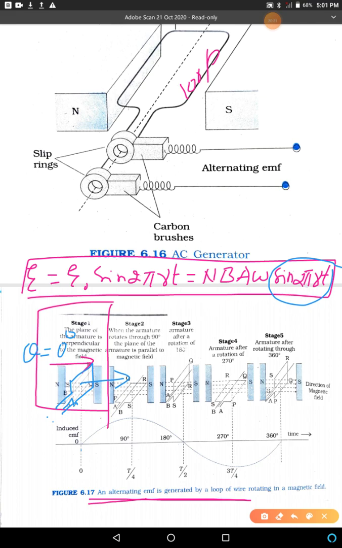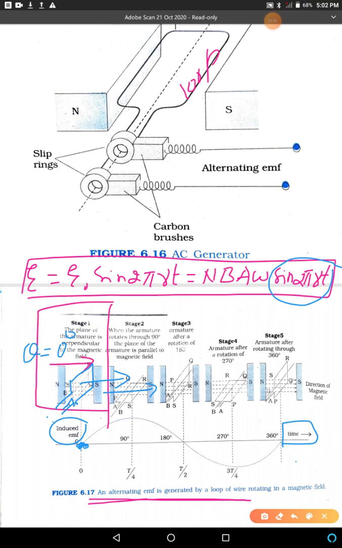You can see the graph. Along the x-axis it is time. Along the y-axis it is induced EMF. This is EMF, this is time. So at theta 0, the EMF is 0. So when the coil rotates, it has rotated. This is the direction of the magnetic field, and this is the perpendicular to the area vector.